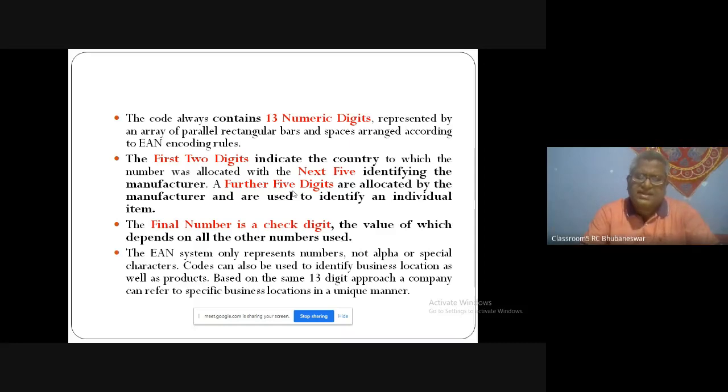It means that this is the way the particular 13 digit approach can refer to a specific business location in a unique manner. My point is, at the time of importing or exporting of goods, EDI and barcoding of goods are required, and it may be called parallel rectangle bars, with spaces arranged, and there are EAN encoding rules also.